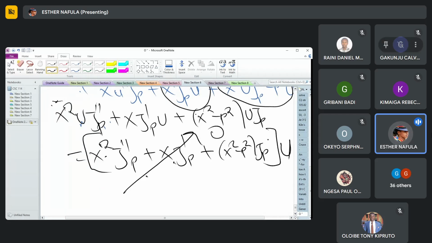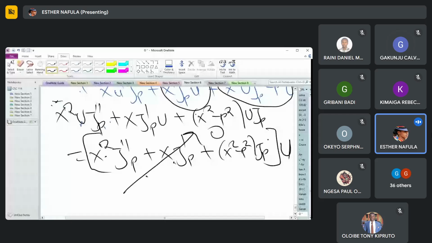The Bessel's differential equation takes the form x squared y double prime plus x y prime plus x squared minus p squared y equals 0. But here our jp was found to be a solution to the differential equation. So jp is our y in this case. So we have x squared jp double prime plus x jp prime plus x squared minus p squared jp times u, where jp is a solution. So do you agree that the whole of this will go to 0?